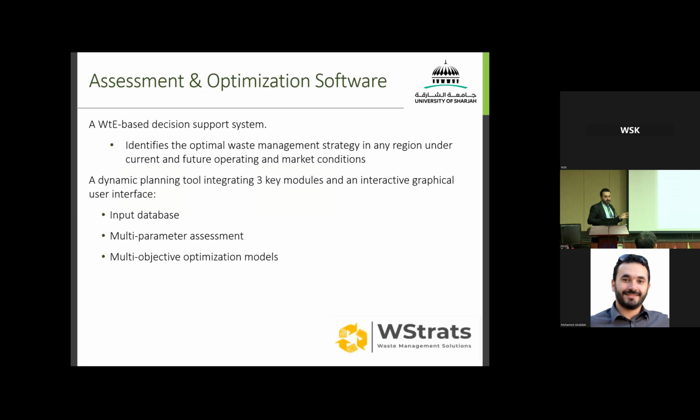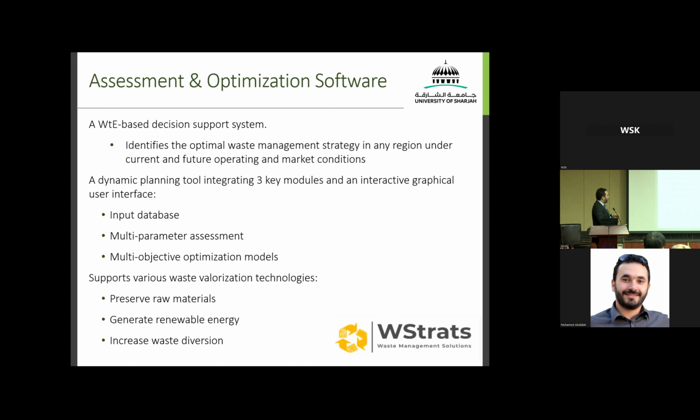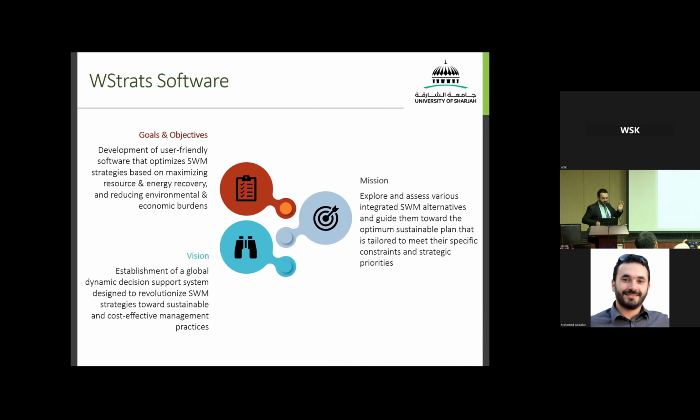And so we developed this software. This is the initial name, but we're gonna change it. The software is composed of 3 modules. One, the input database, and it would do 2 things. It would do assessment. Now, all of these are at the strategic level. So it would do strategic assessment, and it would do also multi-objective optimization. Now, the idea is to preserve raw materials, of course, and generate renewable energy and increase waste diversion.